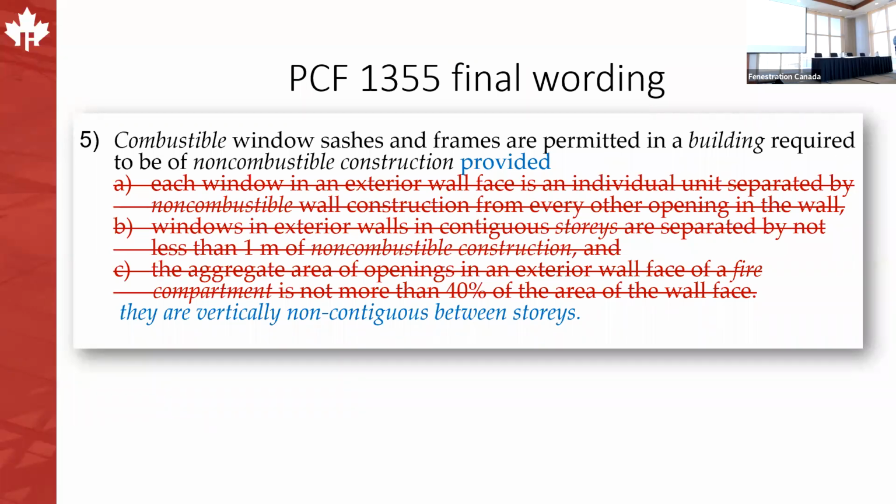But I think the language is quite clear. If I'm not mistaken, it used to be a meter? It was a meter before, yes. So that's gone. Okay, thanks. And the area limits are gone. You know, 40% of a fire compartment. There's no limit that way. So you could now have a ribbon window around a whole building of combustible windows, floor to ceiling glass all around the building in principle, as long as they're not vertically contiguous. So that's the good news.